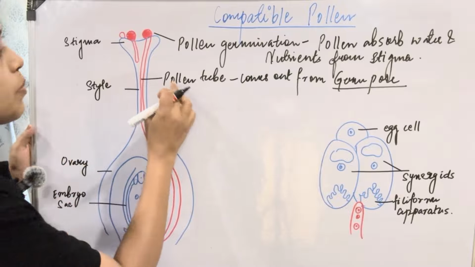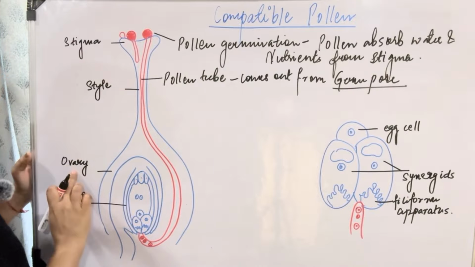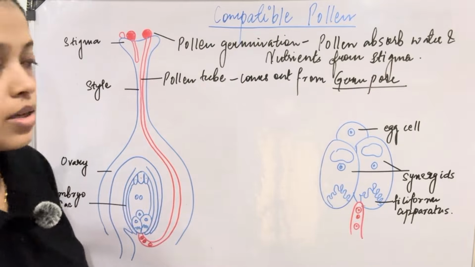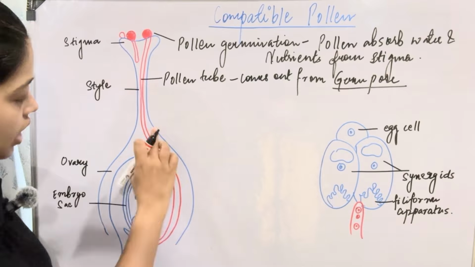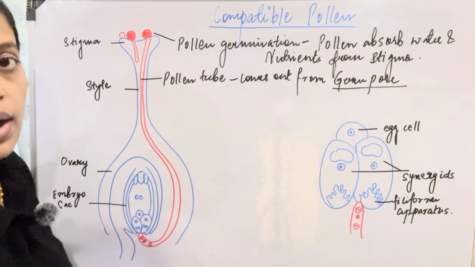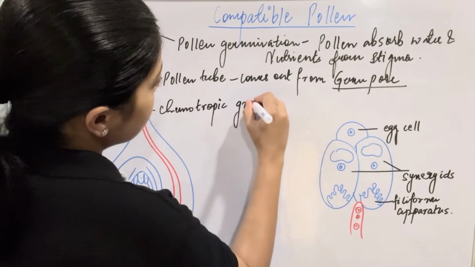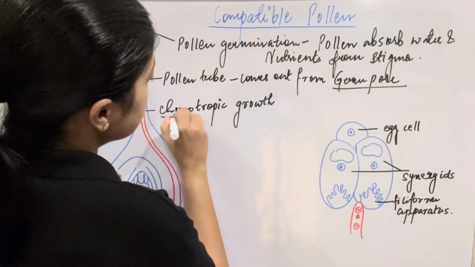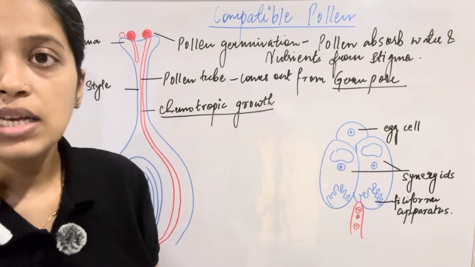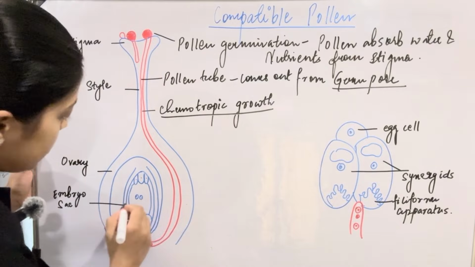This pollen tube goes through the style and moves towards the ovary. Now how does the pollen tube know the path to enter the ovary and move towards the ovule through its micropyle? It is chemotropic growth, very important. There are chemical signals provided from the ovule. This is your ovule.